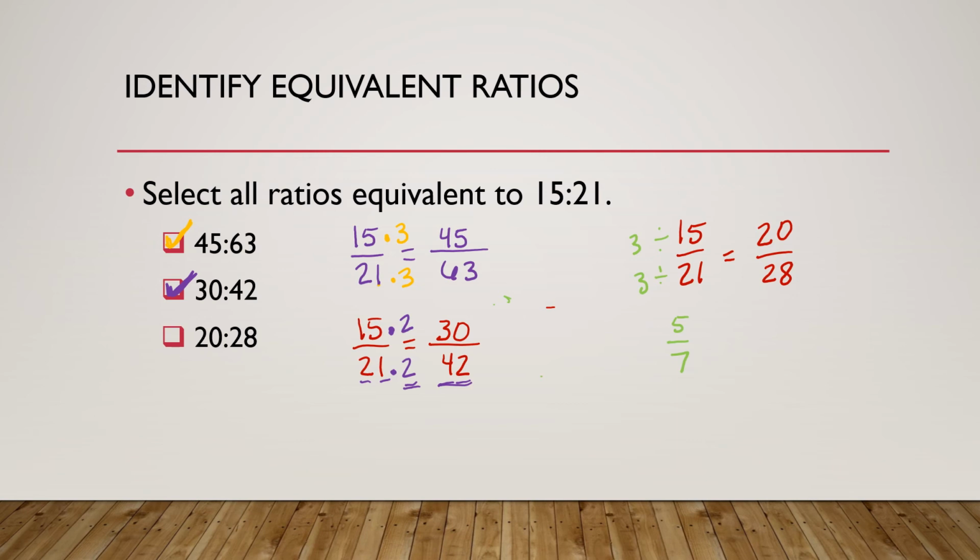Okay, let's try 20 and 28. What number would go into both 20 and 28? Well, the 4 would go into both. So 20 divided by 4 is 5, and 28 divided by 4 is 7. If we simplify, we got the same thing, or we could cross multiply, or even have cross multiplied up here. 5/7 is indeed equal to 5/7. So this one was also an equivalent ratio. So all 3 answer choices were correct.